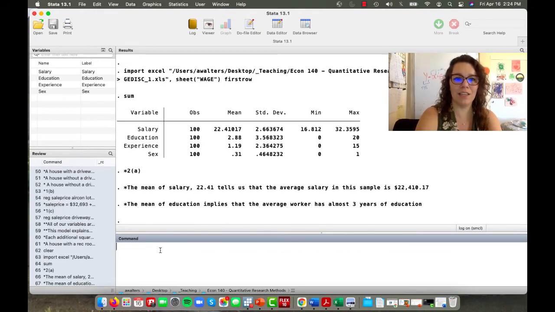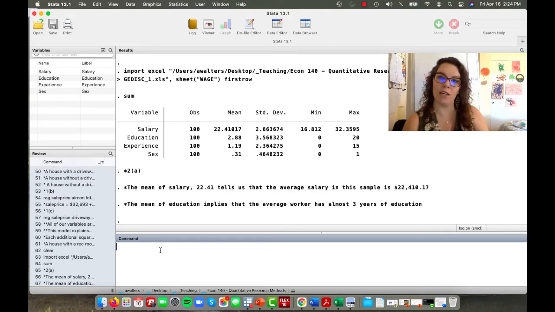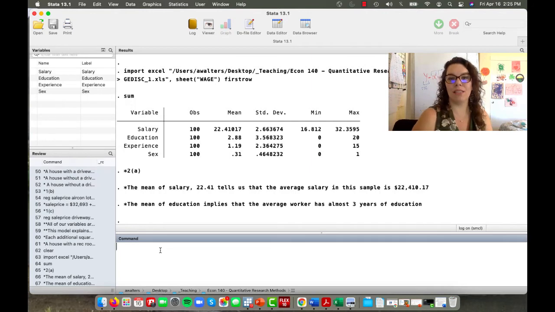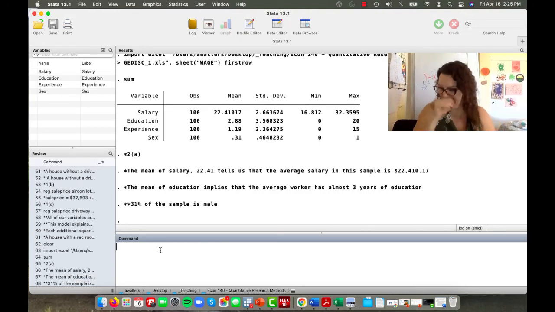And then the mean of our binary variable sex, if D equals 1 is male, then that means that 0.31 out of 100 people being either 0 or 1, the mean is 31. That tells us that 31% of the sample is male. Okay? So that's how we can interpret those summary statistics. We could also interpret the mean of experience and say, well, the average worker in this sample has a year of experience, give or take.